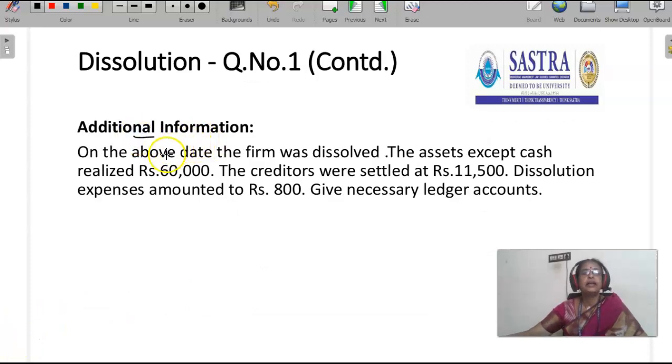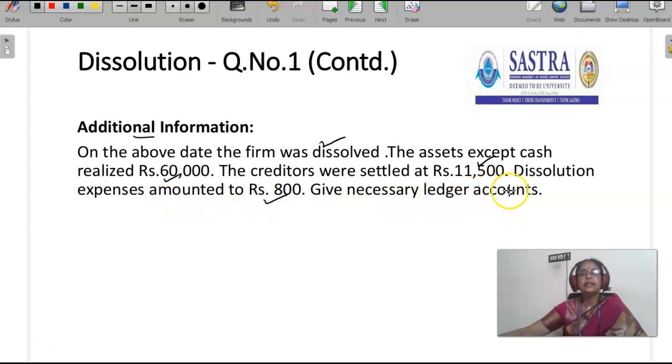Additional information. On the above date, the firm was dissolved. The assets except cash realized 60,000. The creditors were settled at rupees 11,000. Dissolution expenses amounted to rupees 800.